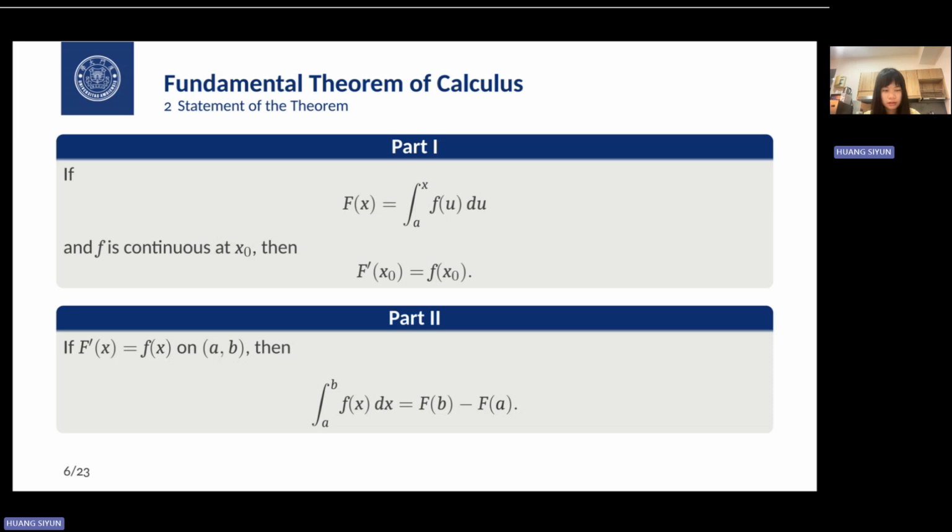Part 2 states, if you know a function whose derivative is another function, then the definite integral of that derivative over an interval is just the difference in the values of the original function at the endpoints of the interval. In simpler terms, we can say integration undoes differentiation up to a constant, which means that when we integrate a derivative, we recover the original function, except for a constant that is lost during differentiation.